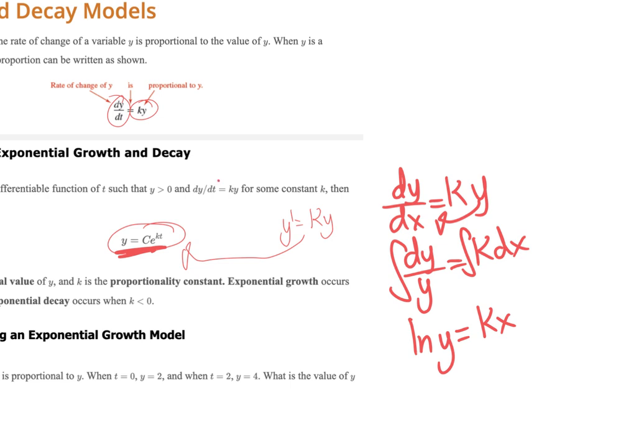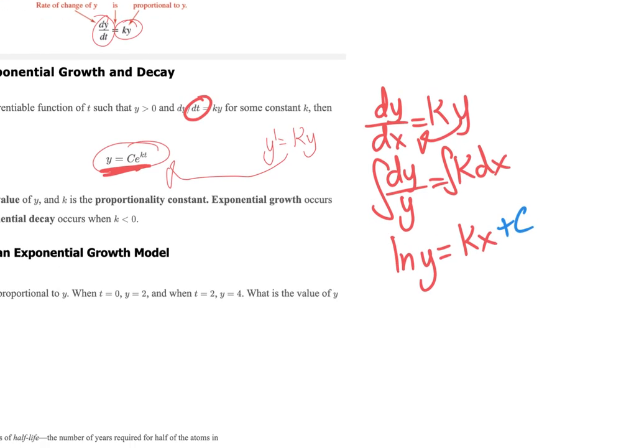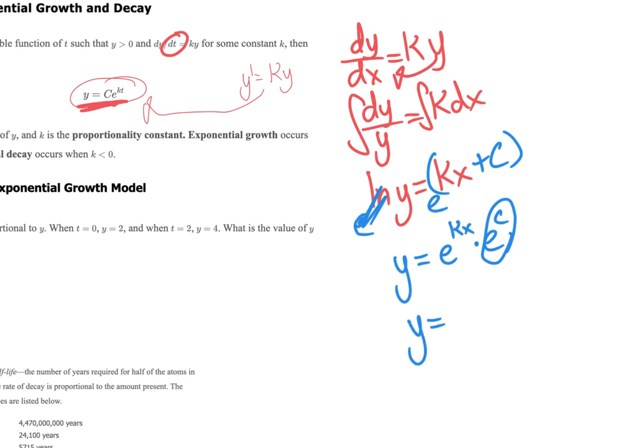Now, I guess we have proportional to some time, so they use t instead of x. Now, before I forget, we have our plus c. So to solve this, I take e raised to both sides. So e and natural log cancel, and I've just got y. Now this becomes the exponent.